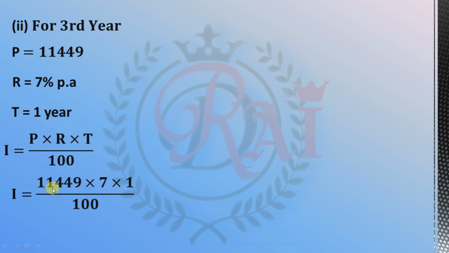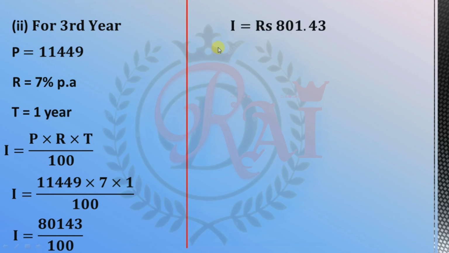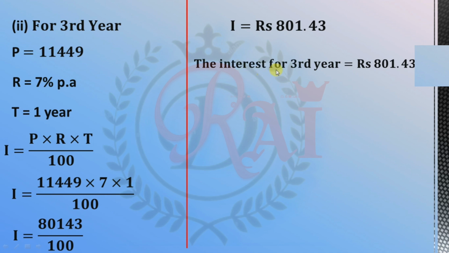Now I will multiply 11,449 with 7. I'll get 80,143 divided by 100. Since there are two zeros in 100, I'll put a decimal in front of two digits. So therefore the interest for the third year is equal to 801 rupees 43 paise.